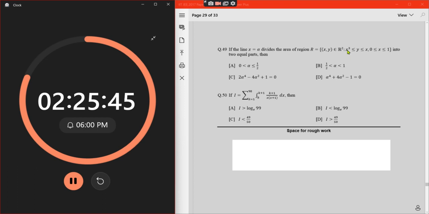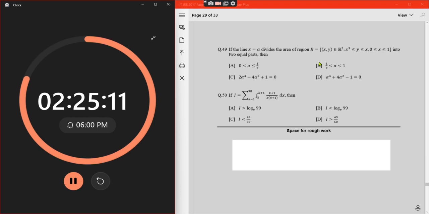Let me draw a slightly bigger graph. 0 over there, here just at 1, yes, it will just be like this. Alright, so if x equal to alpha divides the area of this region into 2 equal parts, it will look like this. Got it. So if x equal to alpha, then what's y? Wait, it's not this thing, actually this thing, right? You have divided this region into 2 equal parts. Okay, this is kind of weird, whatever.